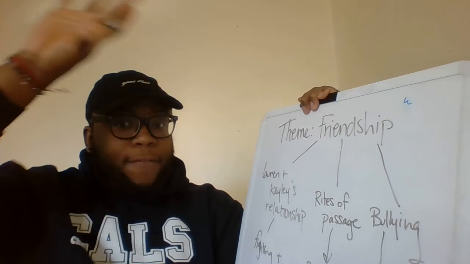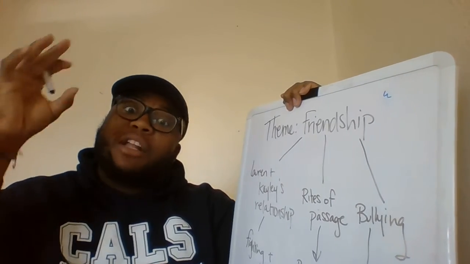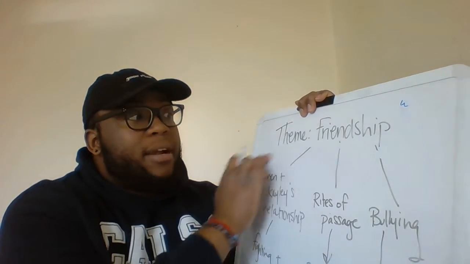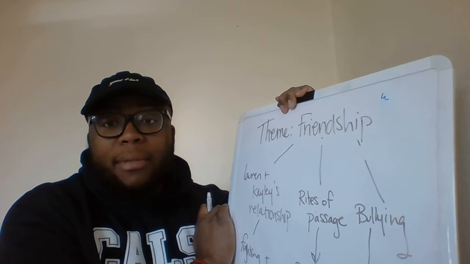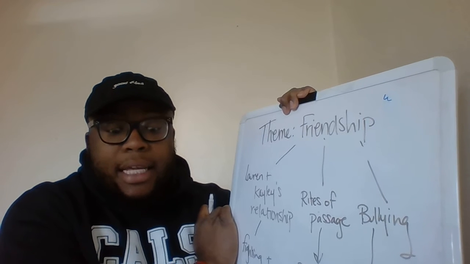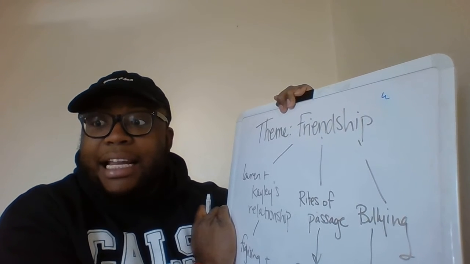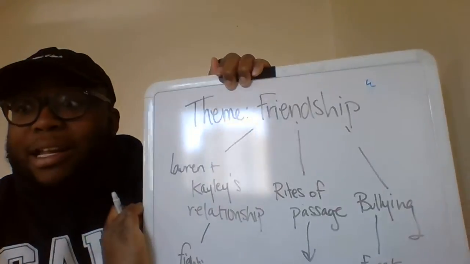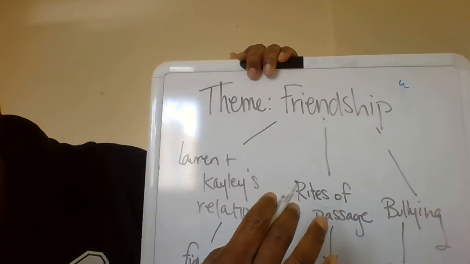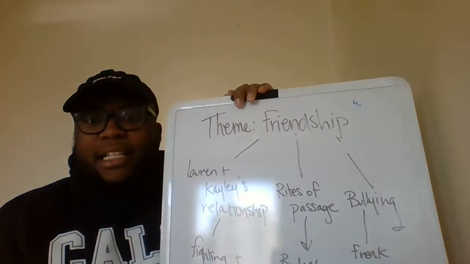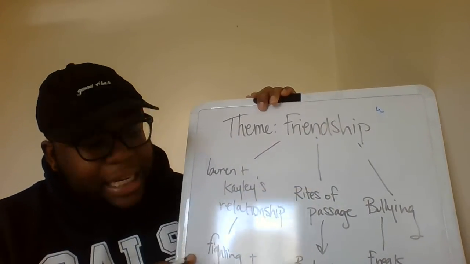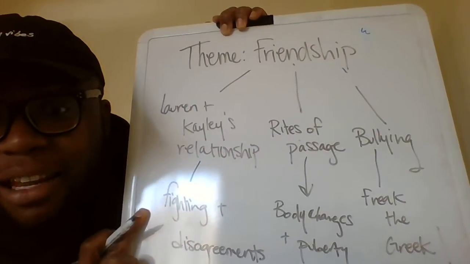So if we think about our theme being friendship, we break our theme down into smaller chunks of how the story connects to friendship. Now we have to think about our central idea of the story. How do we put our central idea into the format of a sentence? Central idea, main idea, theme, they all connect because we're looking at the underlying meaning that connects with our story all together. So we have our theme and then we connect. Friendship is our theme. Lauren and Kaylee's relationship leads to fighting and disagreements, but do they make up at the end?